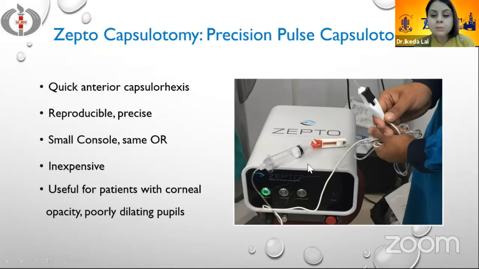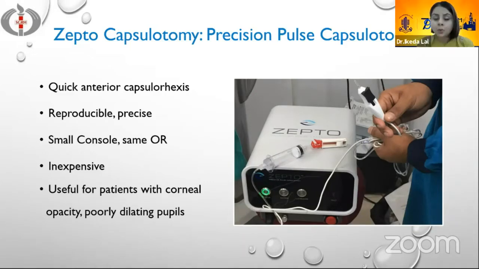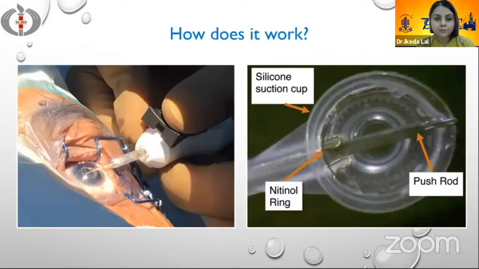It has a very small console, as we can see in this picture, and therefore it can be placed in the same OR. It is also relatively inexpensive when we compare it to the femtosecond laser. This is especially useful for patients who have corneal opacities and poorly dilating pupils, as even femtosecond laser-assisted cataract surgery can be really challenging in these patients.